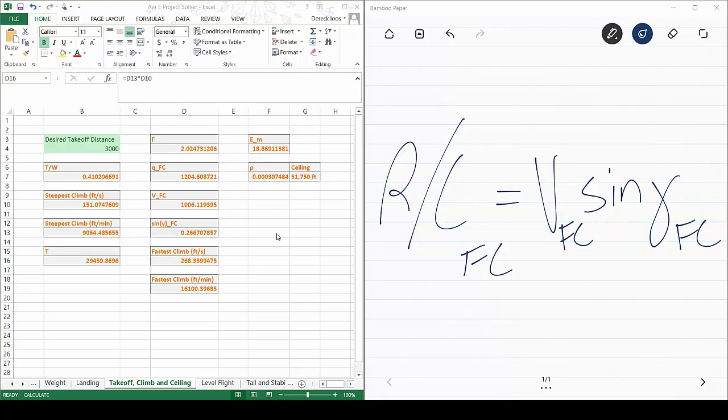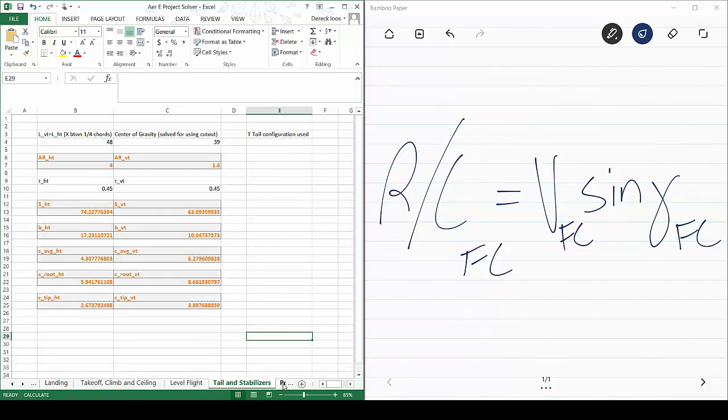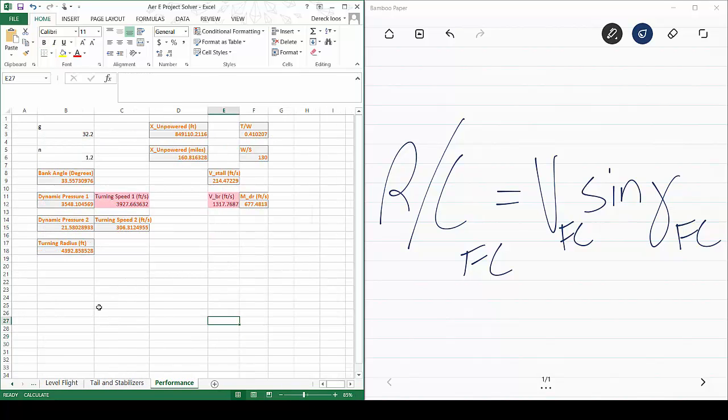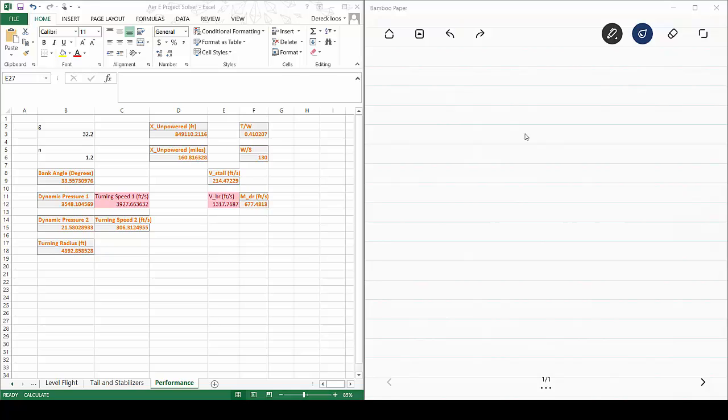And now that we've got takeoff, climb, and ceiling all finished up, we can head on over to performance, where now we can talk about our bank angle, our turning radius, and our unpowered flight, or our gliding flight. So now before we get going on this worksheet, I'm going to explain all of the variables to you. G, as before, is the force of gravity, so 32.2. N is the load factor for our airplane, so basically what that means is N is going to be equal to lift divided by weight, and we're using a constant value of 1.2, so that means 20% more lift is generated than the weight of the airplane.